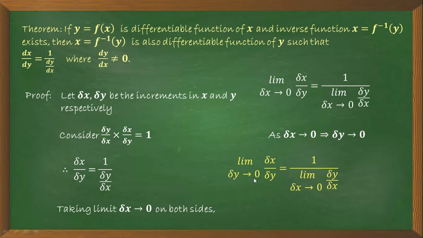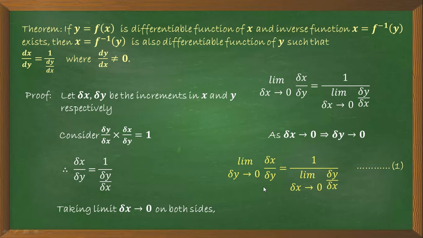So delta y tends to 0 because as delta x tends to 0, delta y also tends to 0. Okay, so this is a very important step. This is the first principle of the derivative, in Leibniz notation. Again and again I am telling you. So this is equation number 1.